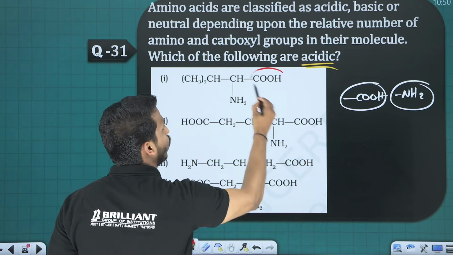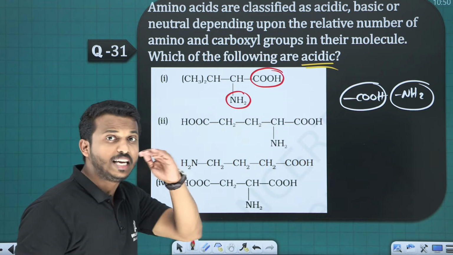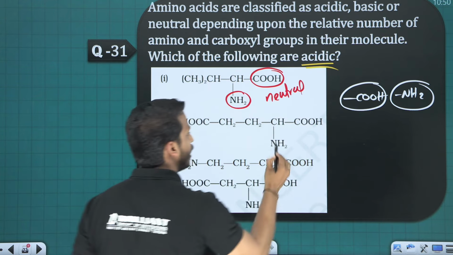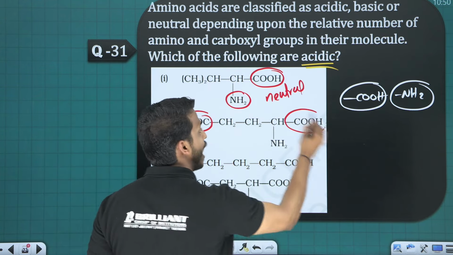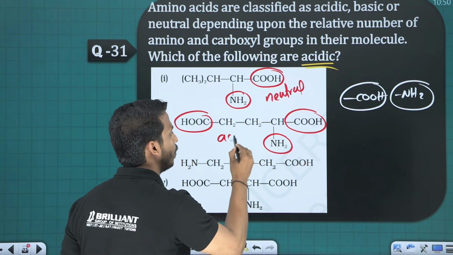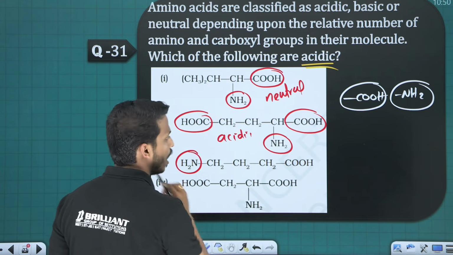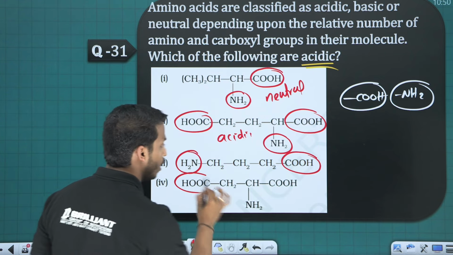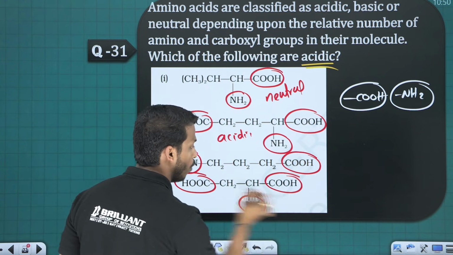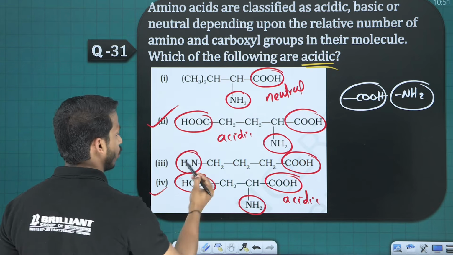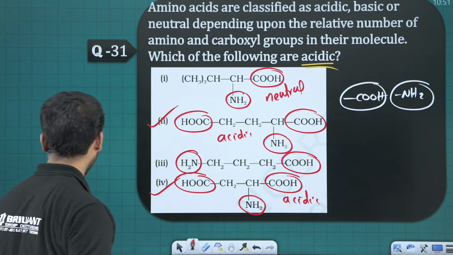This compound contains 1 acid, 1 amine. Equal number means they are neutral. Here it contains 2 acid and 1 amine, so more acidic groups, therefore it will be acidic. This is 1 amine, 1 acid, so it is neutral. Here 2 acid, 1 amine, so more acidic, overall acidic. So 2 and 4 both are acidic in nature.